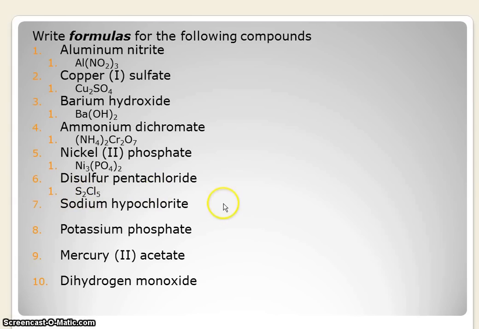Sodium hypochlorite has this formula, sodium ion plus 1. This ion is known as hypochlorite. It's ClO. If you look on a bottle of bleach, it will say active ingredient, sodium hypochlorite. Potassium phosphate would have this formula.